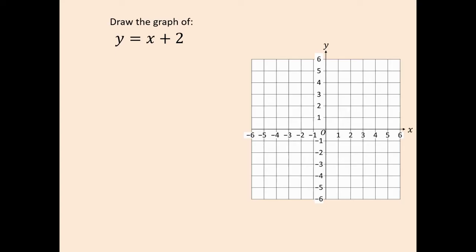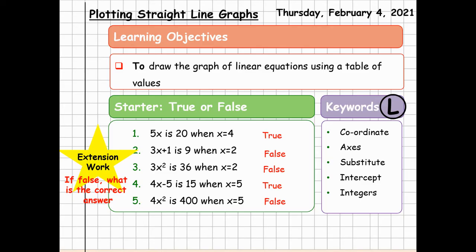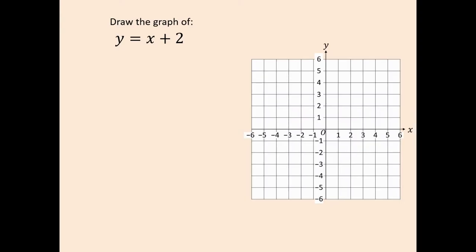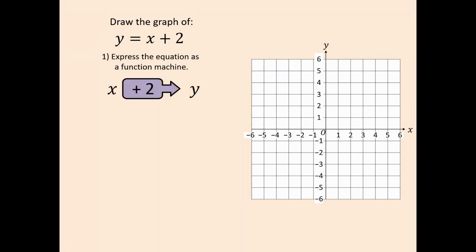Okay. So plotting straight line graphs. Let's say, for instance, you may get a question like this: draw y is equal to x plus 2. Well, how can we do this? First of all, we can express the equation as a function machine. So to get y, wherever your x is, you just add 2 each time, okay?